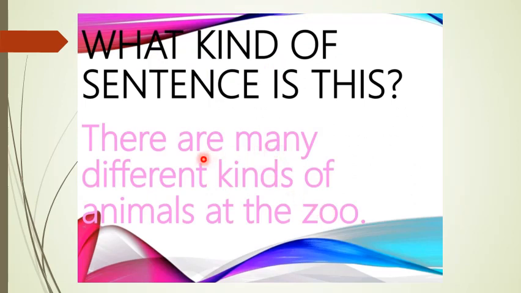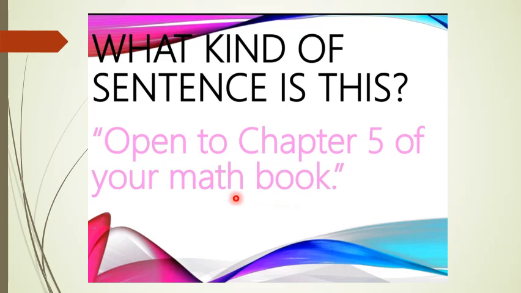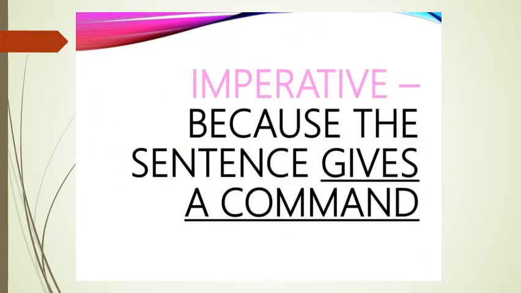What kind of sentence is this? There are many different kinds of animals at the zoo. Yes, you're right. That is a declarative sentence because the sentence makes a statement. Open to chapter 5 of your math book. What kind of sentence is this, dear students? You're right. This is an imperative sentence because the sentence gives a command. Somebody is asking to follow the command.